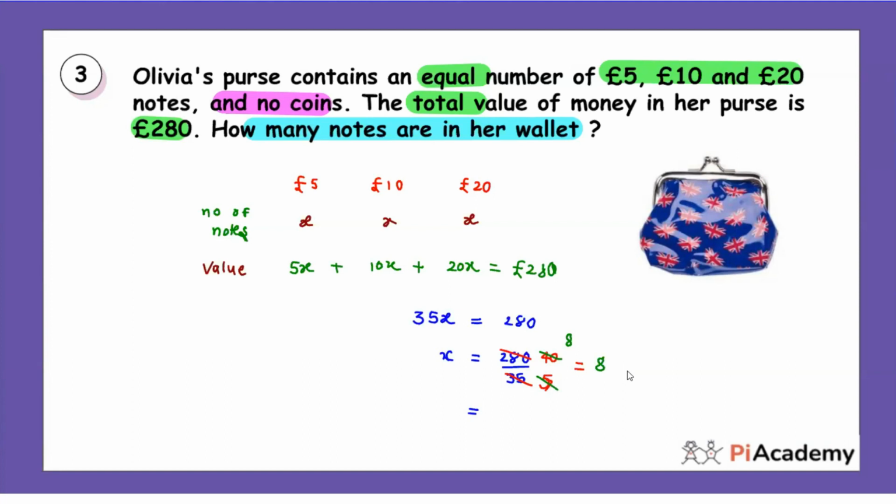Now the real question is how many notes are there in her wallet? So the total number of notes is going to be how much? You have to add all the notes, right? So that is going to be X plus X plus X, and that is 3X. And that's why 8 times 3 gives you 24. So there are a total of 24 notes. Okay, everyone? So nothing to worry about.